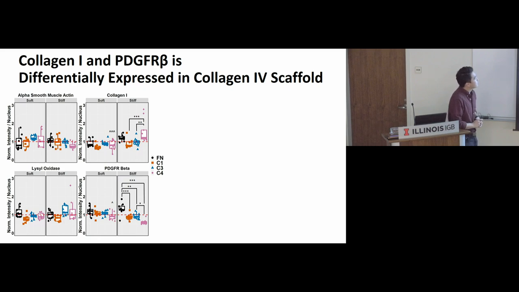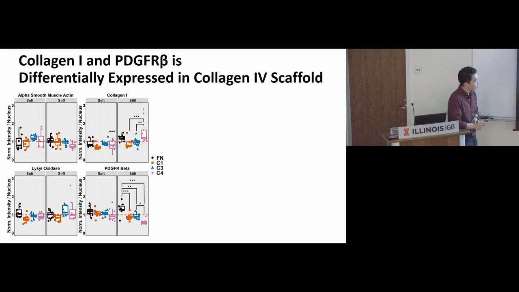So I also did some immunostaining experiments with these 4 proteins. These are all hepatic stellate cell activation markers. And while we don't see much difference with alpha smooth muscle actin and lysyl oxidase, we do see some significant differences in collagen 1 expression and PDGFR beta expression. These are all intracellular measurements. Anything outside the cell boundary wasn't measured. So something like collagen 1 might not be the best example of it, but intracellular collagen 1, you'll still be able to see quite well.